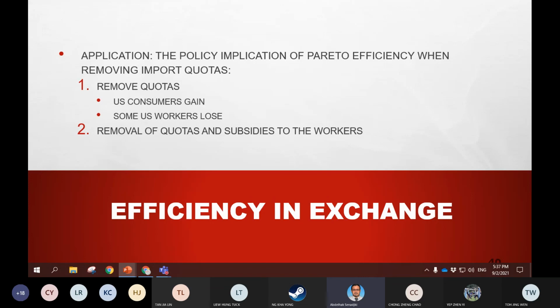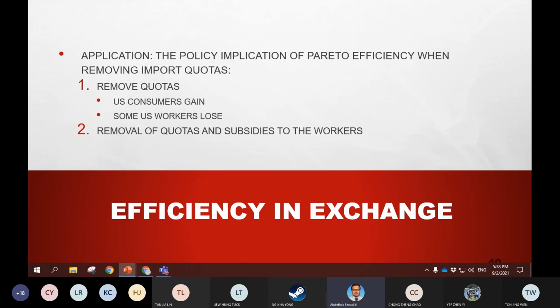For example, the United States will impose a tax on the steel. We let the steel come in, but we impose a tax, and at the same time, it will give job reallocation subsidies to those steel workers. In this case, US consumers would still be better off after accounting for the cost of job subsidies, and the workers will not be worse off because the government already gives them subsidies and reallocation. So in this way, it would increase efficiency.